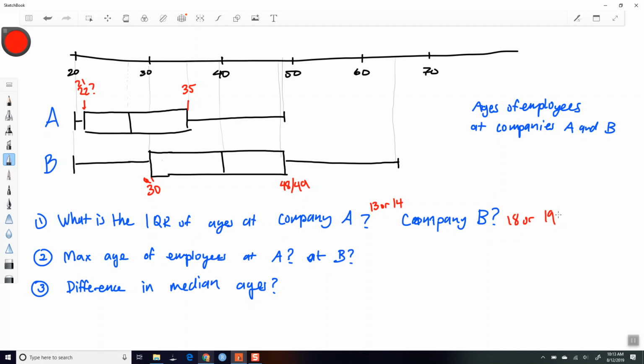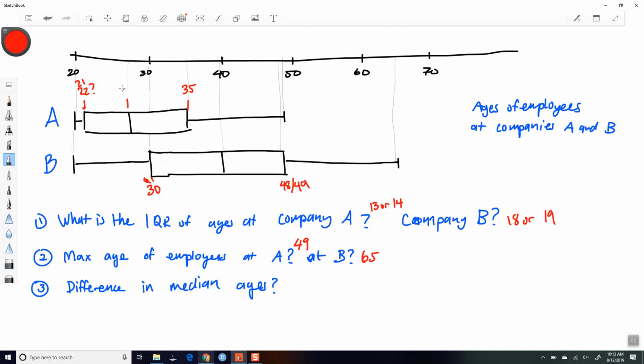Company B might be your traditional company that's been around for a long time, like, I don't know, General Electric or something like that, okay? Whereas company A might be like a startup, which generally skew younger, okay? What's the max age of employees at company A? Like 49, something around there, okay? Max age of employees at company B? Looks like 65.